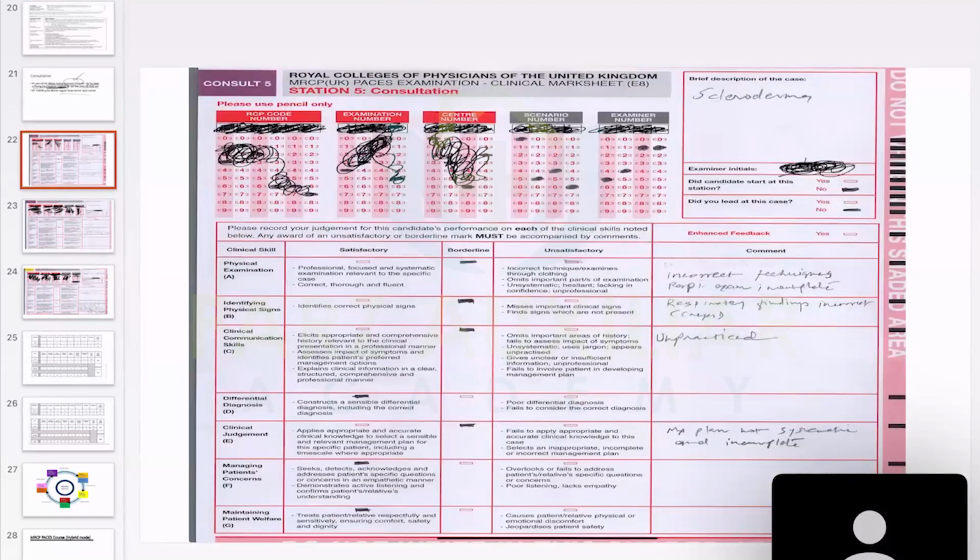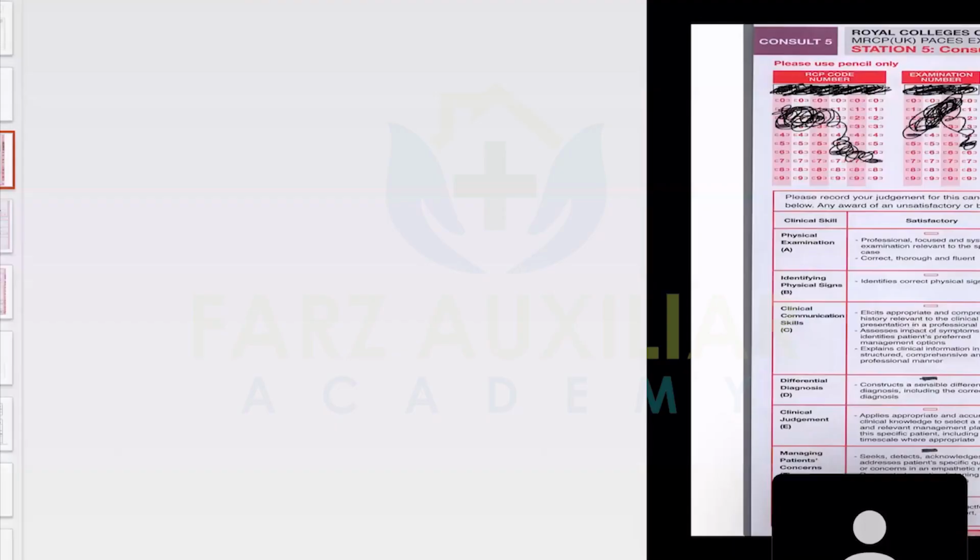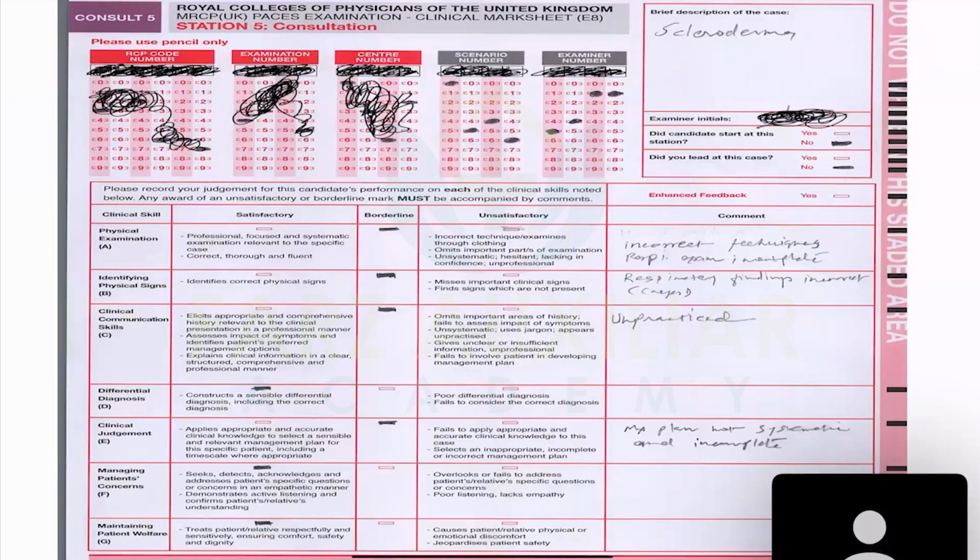In the feedback here you can see how they can deduct marks. Look at this: satisfactory, borderline, and unsatisfactory. This is the systemic sclerosis case. There was incorrect technique of respiratory examination. Look at this: incomplete respiratory examination. So you need to examine properly. You need to get the findings properly; respiratory findings were incorrect and unpracticed. So you should be practiced.